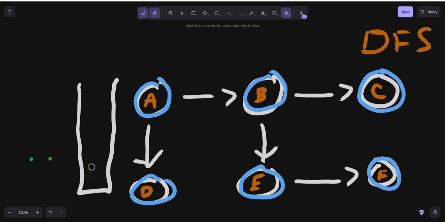Now notice how we didn't do it in layers. We were like A, and then B, and then C, right? And then we went to E, and then F. So we went as deep as we could, okay? And then we came back and then came to the other ones, all right? That's why a stack is a good way of traversing this with DFS.